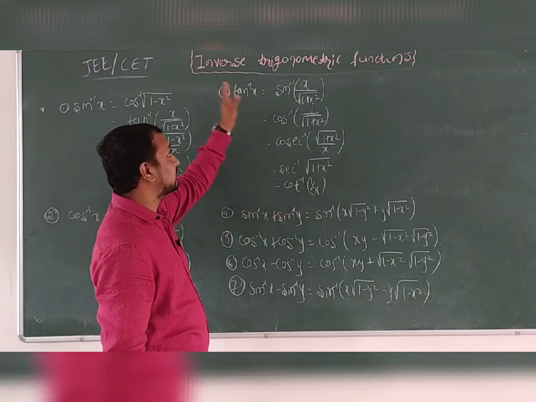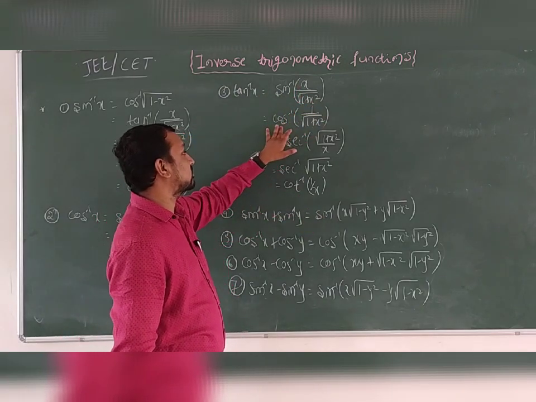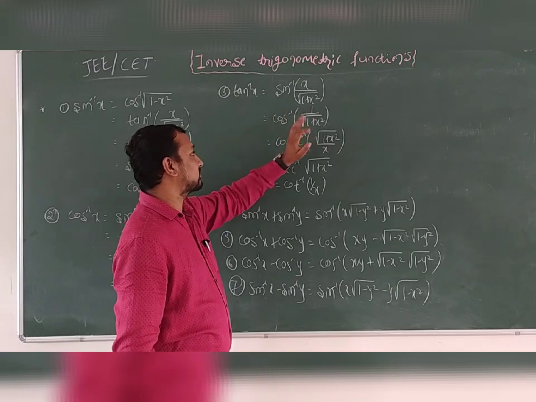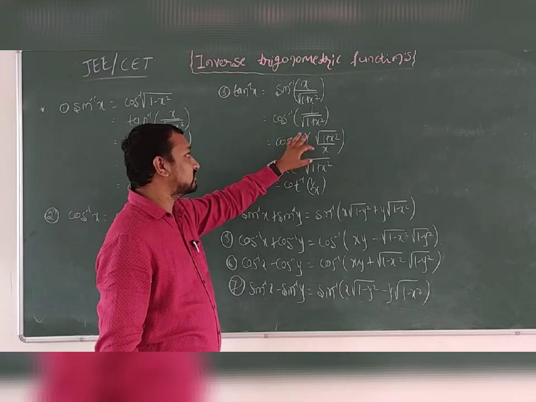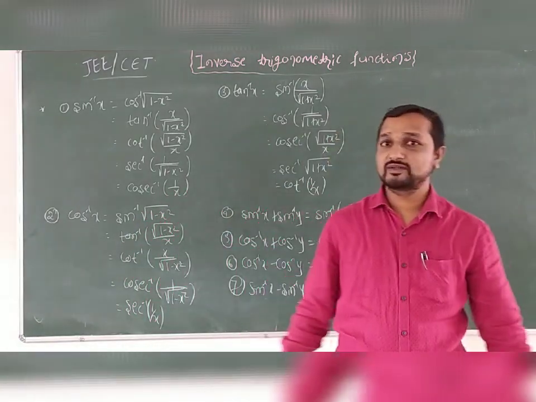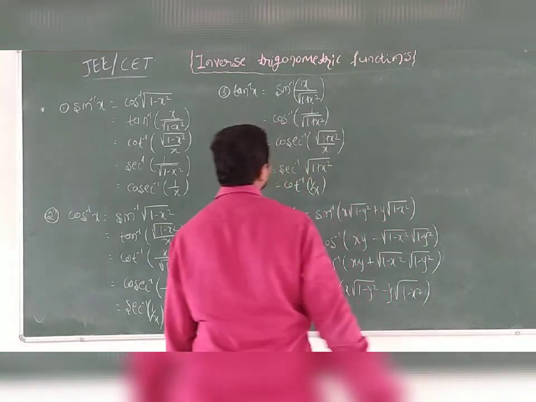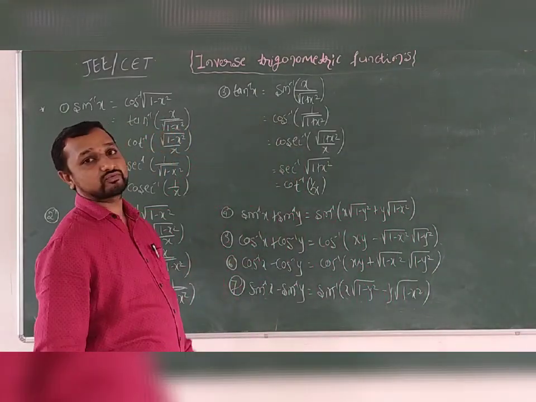Let me know that. And in terms of sin, x divided by root of 1 plus x square, cos inverse of 1 divided by root of 1 plus x square, cosec inverse of root of 1 plus x square by x, and sec inverse of root of 1 plus x square. Is that clear? So here also x equals tan theta, then we will get all four.